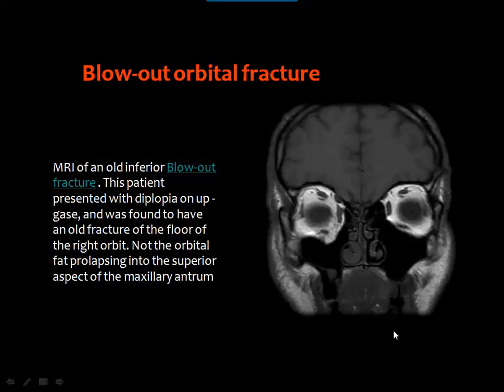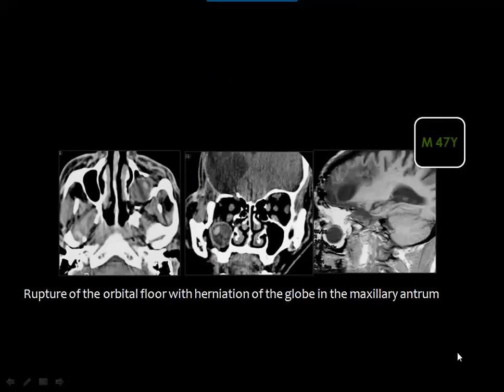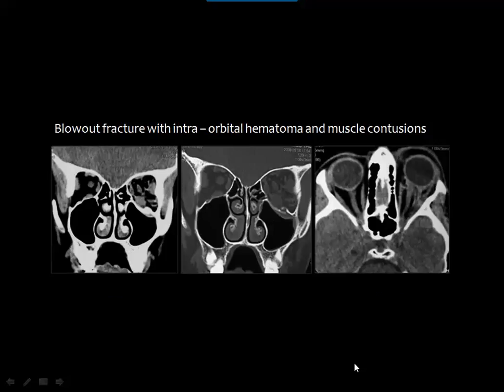Then here is a blowout fracture by MRI T1 weighted image, and you see the fat is only bulging into the roof of the maxillary sinus, but the inferior rectus is intact. And this is a severe case where there is total loss of the orbital floor and herniation of the globe itself inside the maxillary sinus, and this is a severe form of injury.